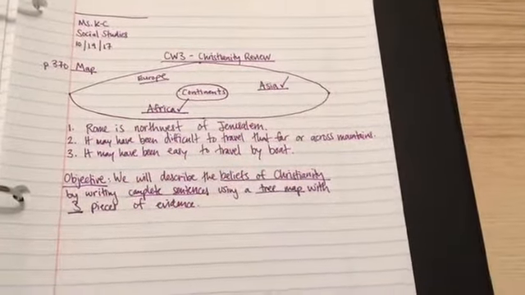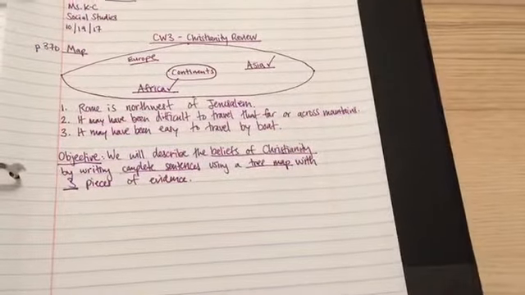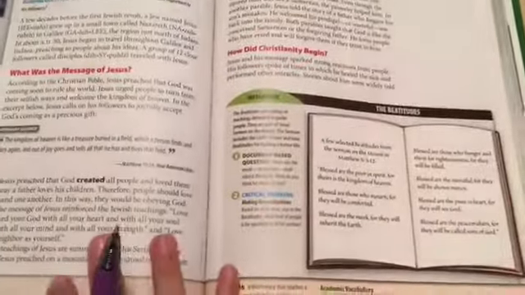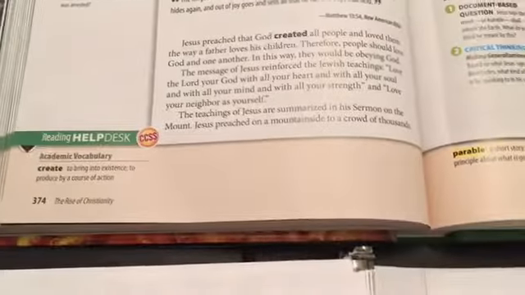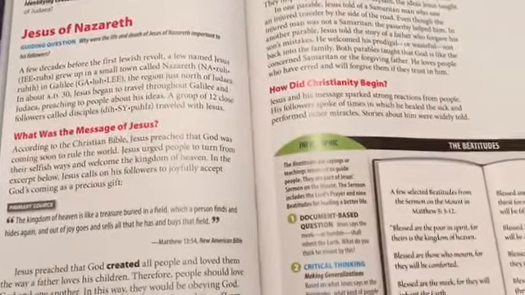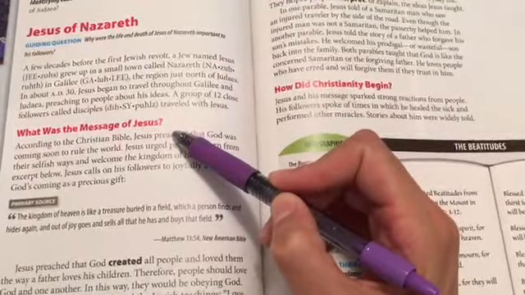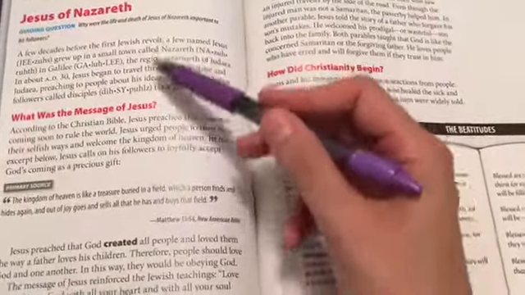Now that you've done our objective, we're actually going to turn to our text that will help us to get this information. And the way that we're going to do that is going back to our textbook, and we're going to turn 2 pages until we get to page 374. On page 374, you're going to see a section that starts with the heading Jesus of Nazareth.